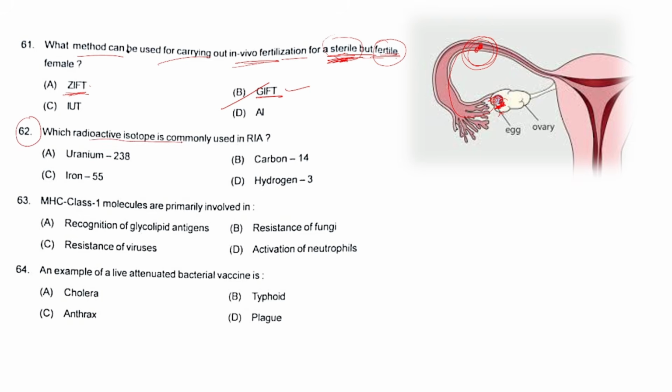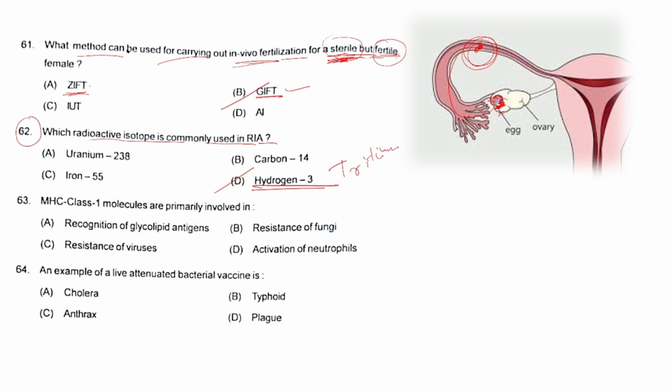Next question, number 62. Which radioactive isotope is commonly used in RIA? What is RIA? Basically, RIA is radioimmunoassay, and this is used to detect very small amounts of hormones or antigens. Particularly for this RIA, we use hydrogen 3 isotope, which is also called tritium.